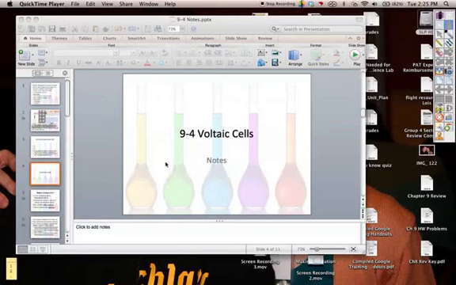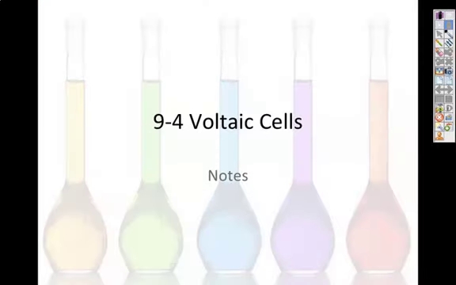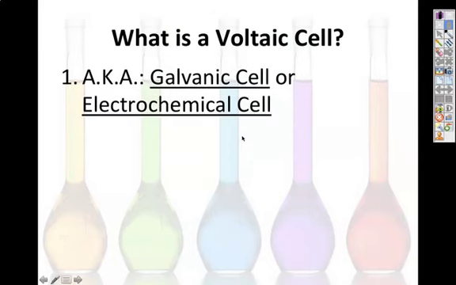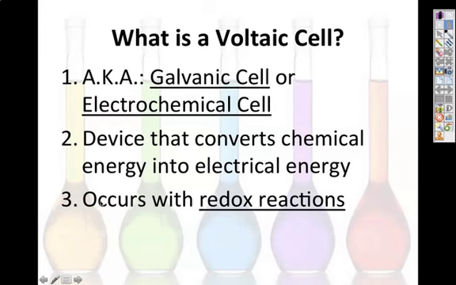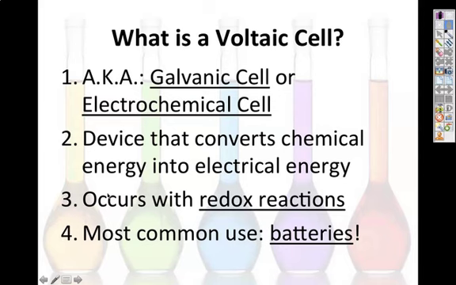Okay, oxidation and reduction really comes into play when we deal with voltaic cells. It is either called a galvanic cell or an electrochemical cell or a voltaic cell, so many different words for it. And it's a device that converts chemical energy into electrical energy. And this occurs with redox reactions. The most common use, I'm sure you can expect, would be batteries.